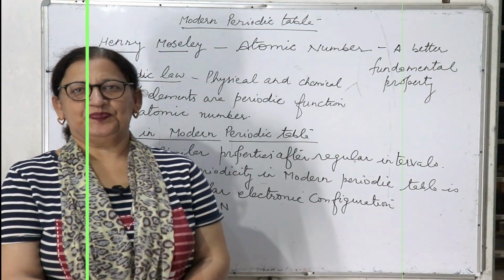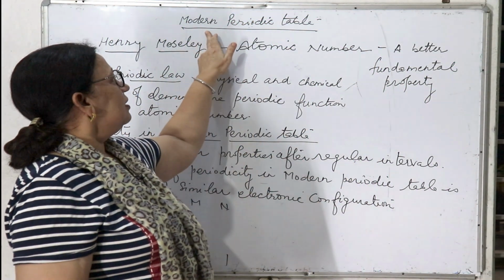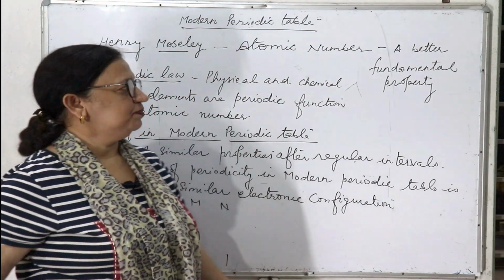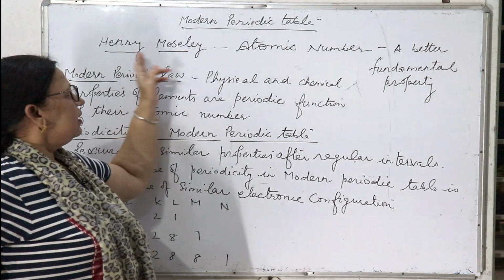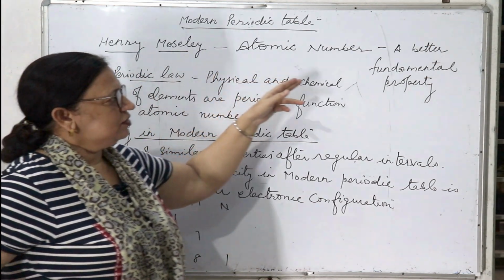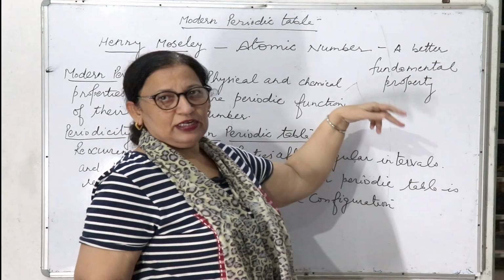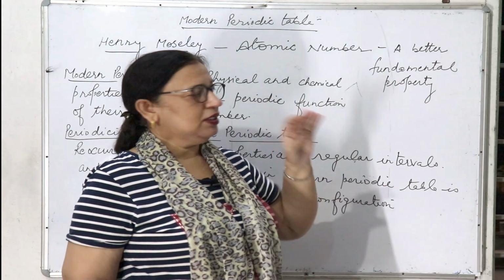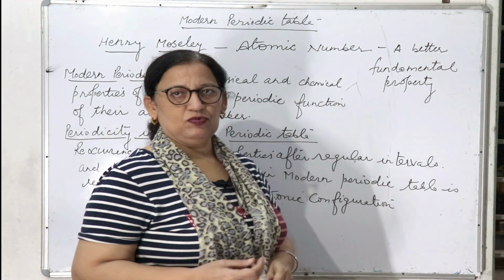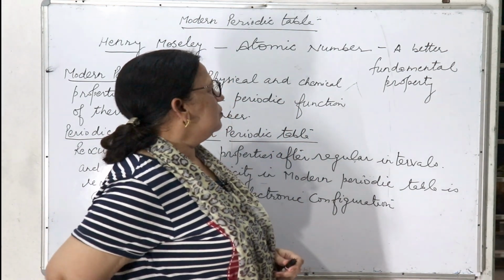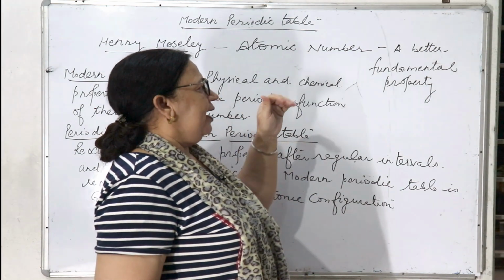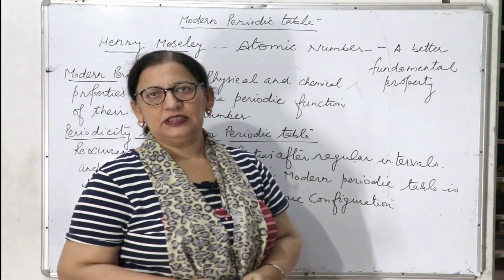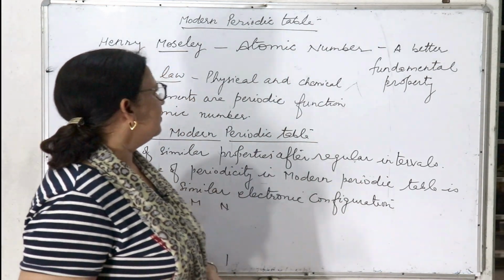Hello children, let us complete the last part of the periodic table, that is the modern periodic table. This was given by Henry Moseley and it is based on a better fundamental property than atomic mass, that is atomic number. What is atomic number? That is the number of protons, which is equal to the number of electrons in an atom. And why is this a better fundamental property? Because no two elements have the same atomic number.